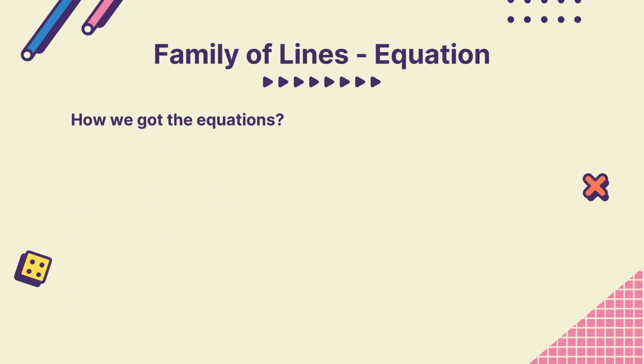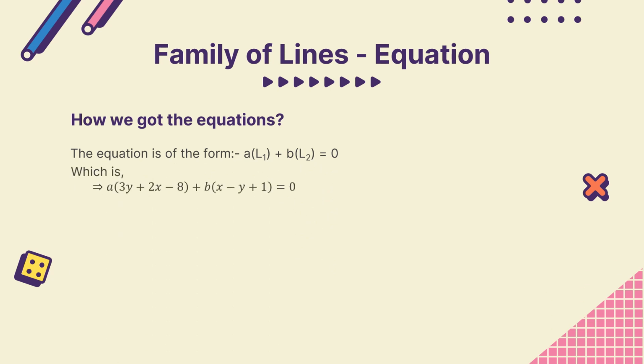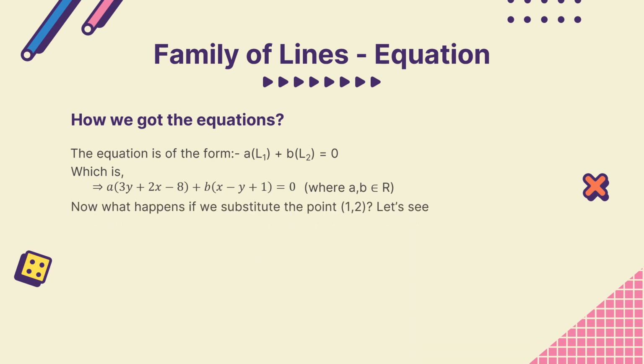So how did we get these equations? The equation is of the form a times L1 plus b times L2 equals 0, which is a times (3y plus 2x minus 8) plus b times (x minus y plus 1) equals 0, where a and b belong to real numbers. Now what happens if we substitute the point (1, 2)? We can see that it simplifies to 0 even though the values of a and b are different.